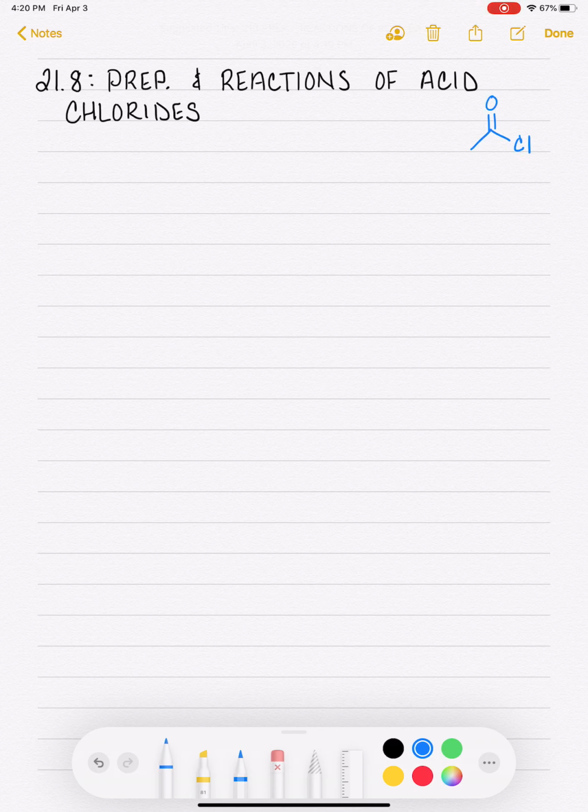We looked at the relative reactivity of the derivatives and learned that this guy is the most reactive out of all of the derivatives for a couple of reasons. One being that the chlorine, because it's very electronegative, helps to increase the partial positive charge on the carbonyl carbon by drawing electron density away from the carbonyl carbon.